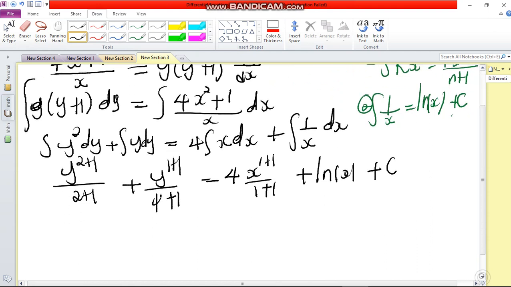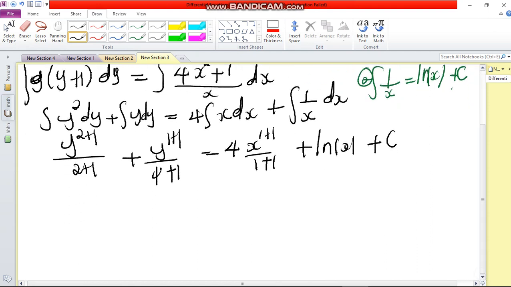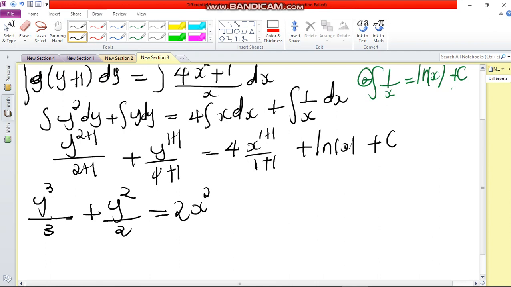So now we've integrated. Let's simplify. This is the same as y squared divided by 3, y cube, sorry, it's y cube. This is the same as y cube divided by 3 plus y squared divided by 2, which equals 4 divided by 2, which is 2x squared divided by 2, plus the ln of x plus c. So this will be your answer.